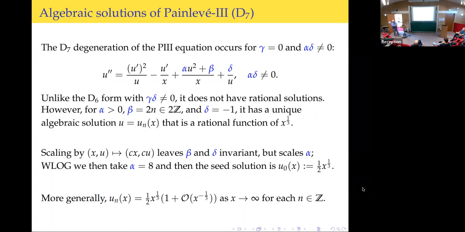Why do you call these algebraic solutions here for n and 0 if they're rational functions? They're rational functions, but of x to the 1/3. So they're not rational functions of x. I don't know. That's why people call them algebraic. Okay.